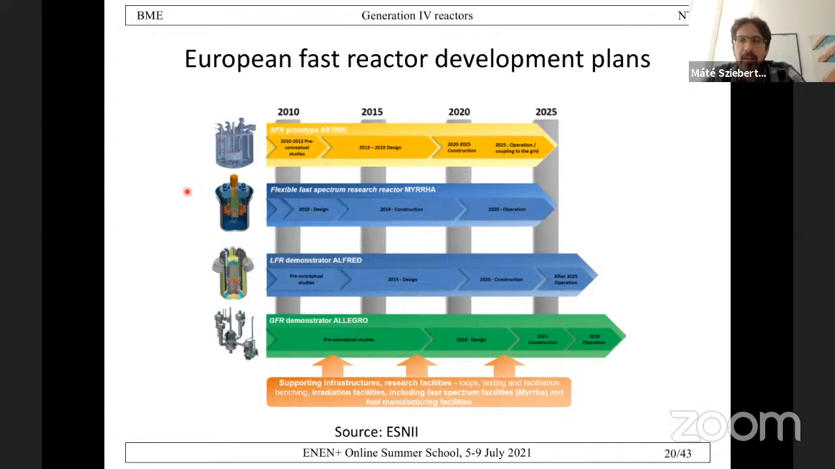So I would say the very high temperature and the sodium cooled, which practically exist today, maybe not on the level as generation 4 expects it, but exist, and the lead cooled fast reactor, which is almost here. The others are very much in the development phase.